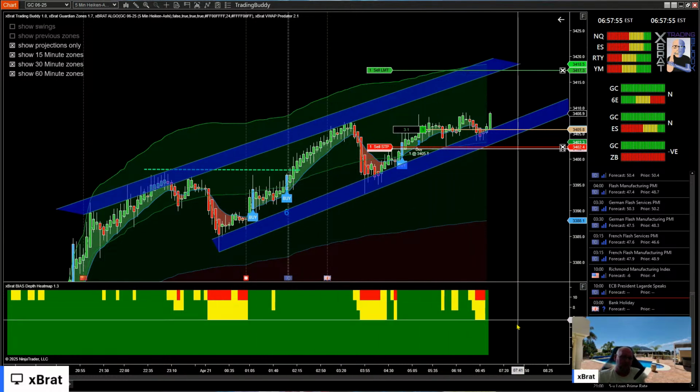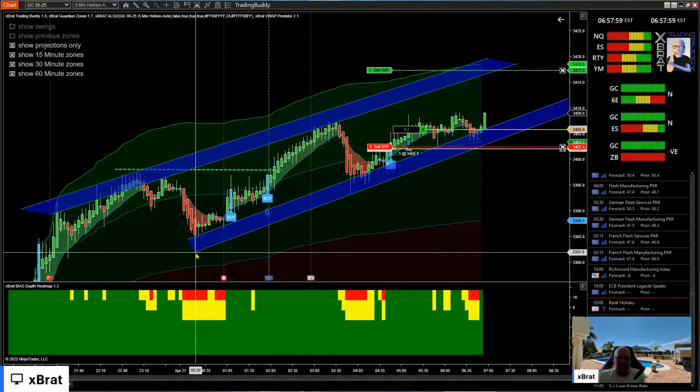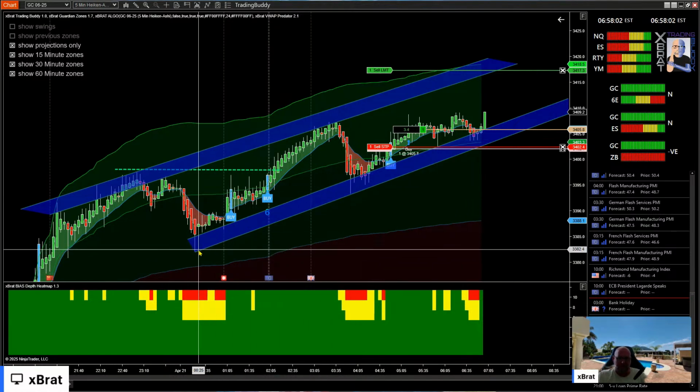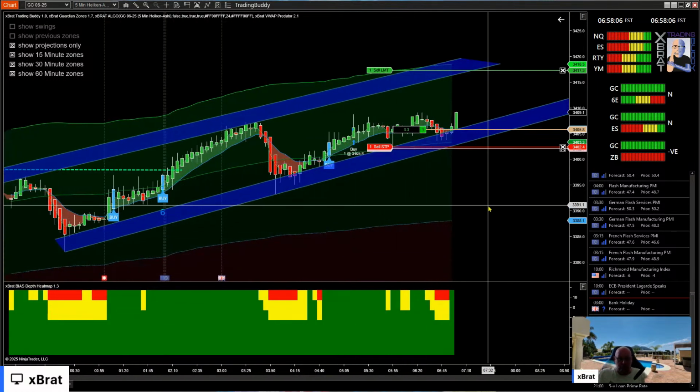If this trend is broken, the likelihood is it's going to come down and test at least this lower pivot down here. Not this one down here. So what I've done is I've identified those two train tracks.